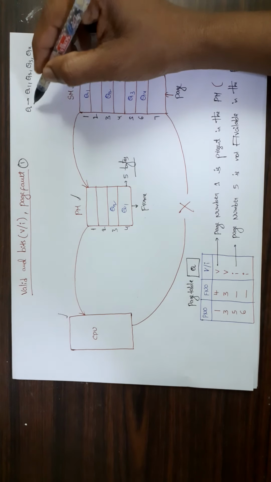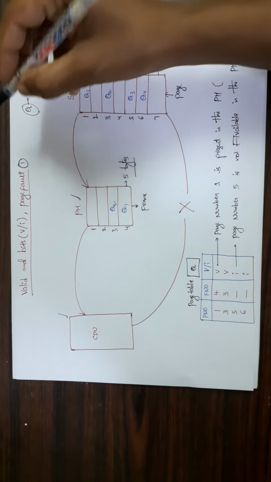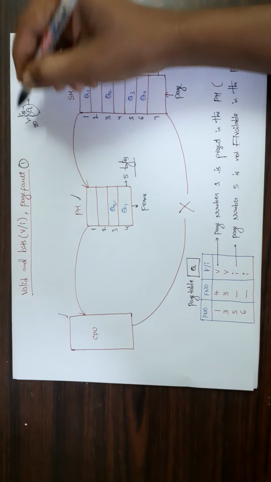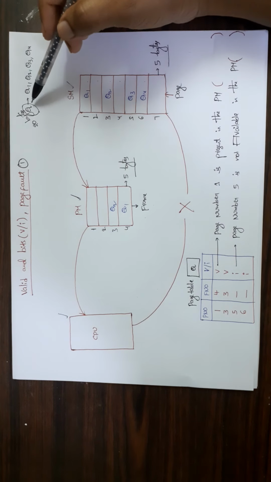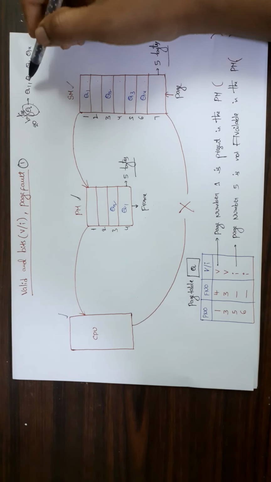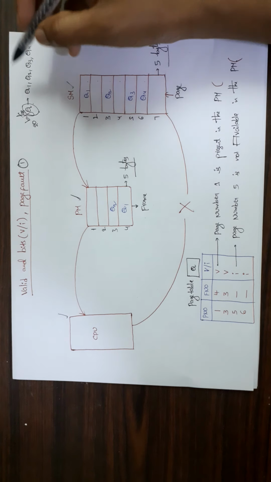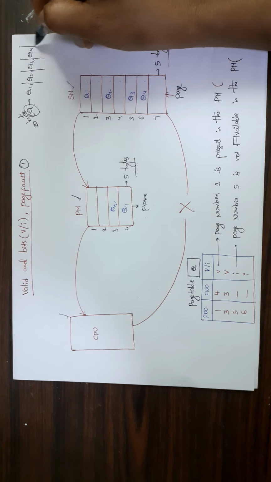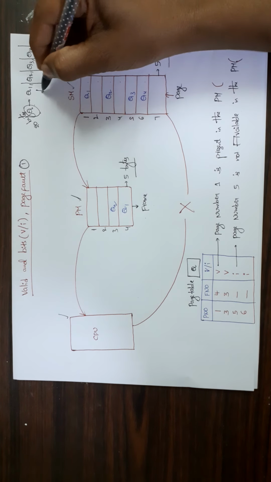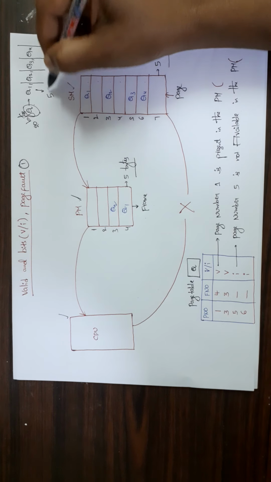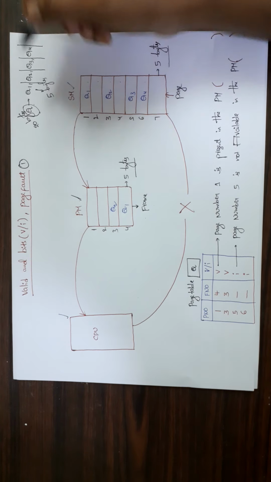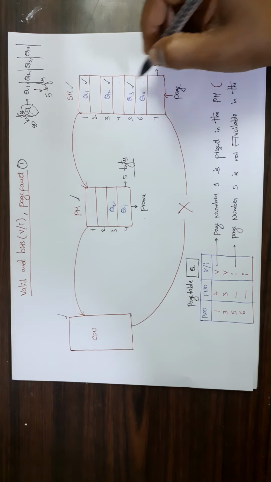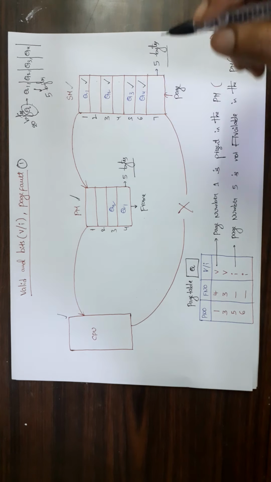Now let us assume that I have a process Q. It requires 20 bytes of memory to store its data. Now I cannot store this process in one page, so I will divide the process into different parts. So here I have divided process Q into 4 parts: Q1, Q2, Q3, Q4. And here the size of each part is 5 bytes. So I can store each part in one page. So Q1 is stored here, Q2 is stored here, Q3 is stored here, and Q4 is stored here.